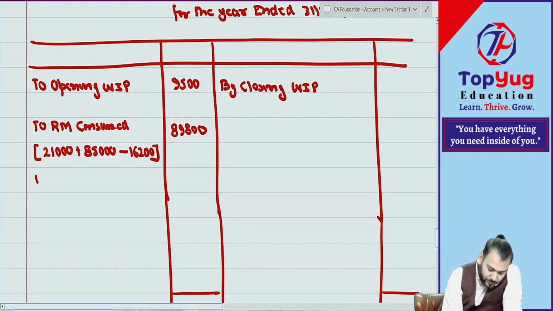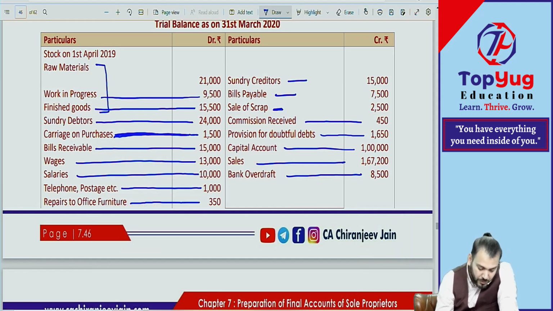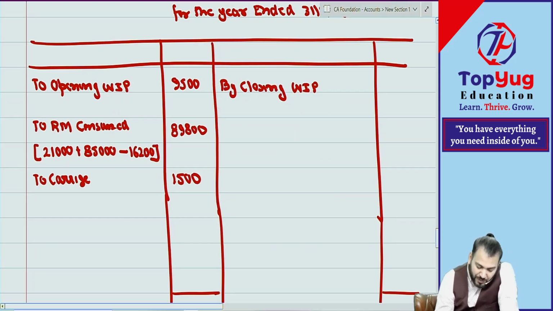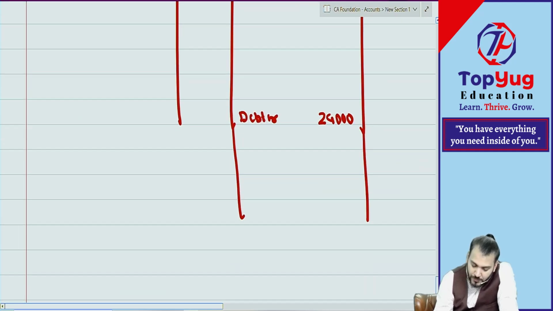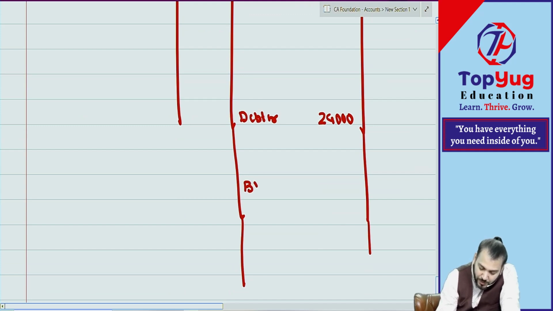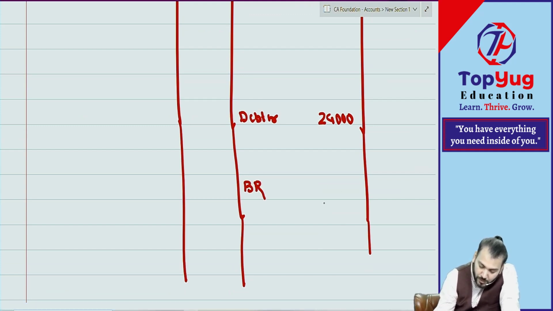Manufacturing account. To carriage. How much? 1,500. Then what? Bills receivable where? Balance sheet. So after debtor, leave some space. Write down bills receivable. How much? 15,000.